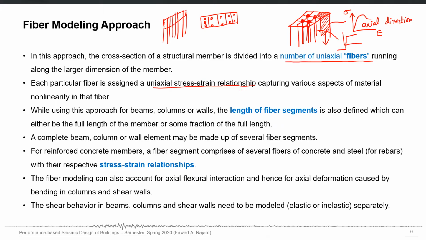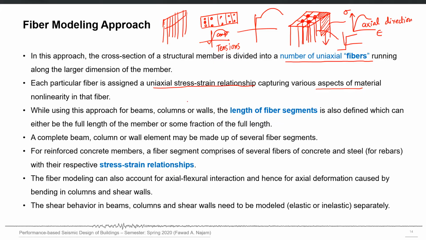That relationship can capture various aspects of material nonlinearity. For example, it can capture strain hardening in steel. In concrete, it can capture axial crushing in compression and axial cracking in tension. All the nonlinear effects at material level can be captured using the shape of this stress strain relationship. That's how the fiber modeling approach is implemented, and all the localized effects or failure in a particular cross section or in a particular element can be captured.